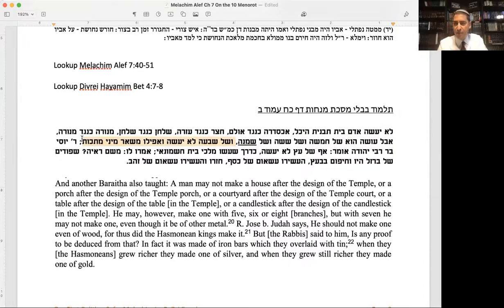Don't make it out of 7, even from other kinds of metals. Rabbi Yossi bar Rabbi Yehuda says, Af shel eitz lo ya'aseh. Don't make the menorah out of wood. And Rabbi Yossi bar Rabbi Yehuda says, you know why you should make it out of wood? Because actually that was kederech sha'asu malchei beit Chashmonai. That's actually the way they made the menorah by the house of the Chashmonaim.